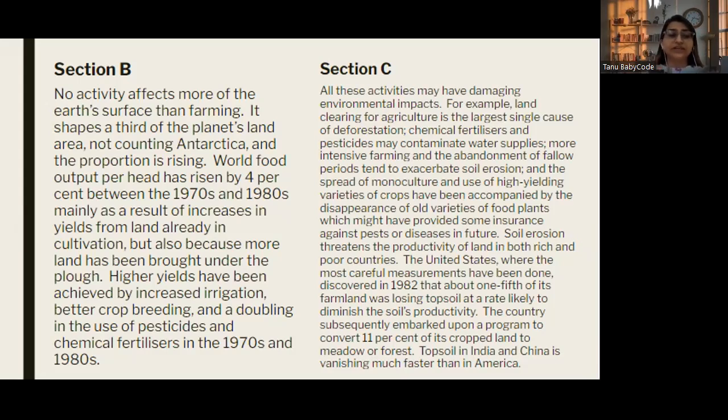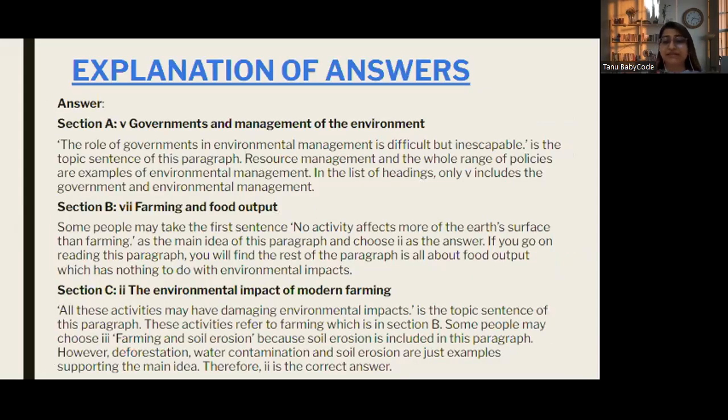Once done with the reading, try to find out with any of your strategies. You can apply strategy number 1 or strategy number 2, and the answers are here on my screen. You can see the explanation also. You can check your answers afterwards, applying the strategies which you are comfortable with.